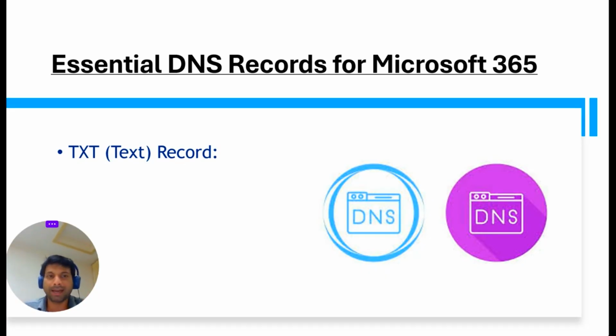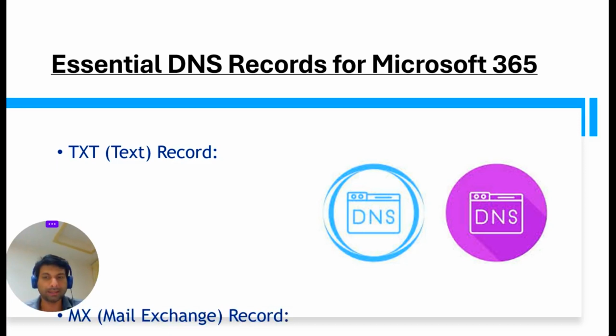The second benefit of adding a TXT record is for SPF, Sender Policy Framework, which helps prevent email spoofing by specifying which mail servers are authorized to send emails from your domain. So for these two purposes, we use a TXT record: to prove our ownership and to prevent email spoofing. By adding this TXT record in the public DNS, even in GoDaddy, we can prove our ownership and prevent email spoofing.